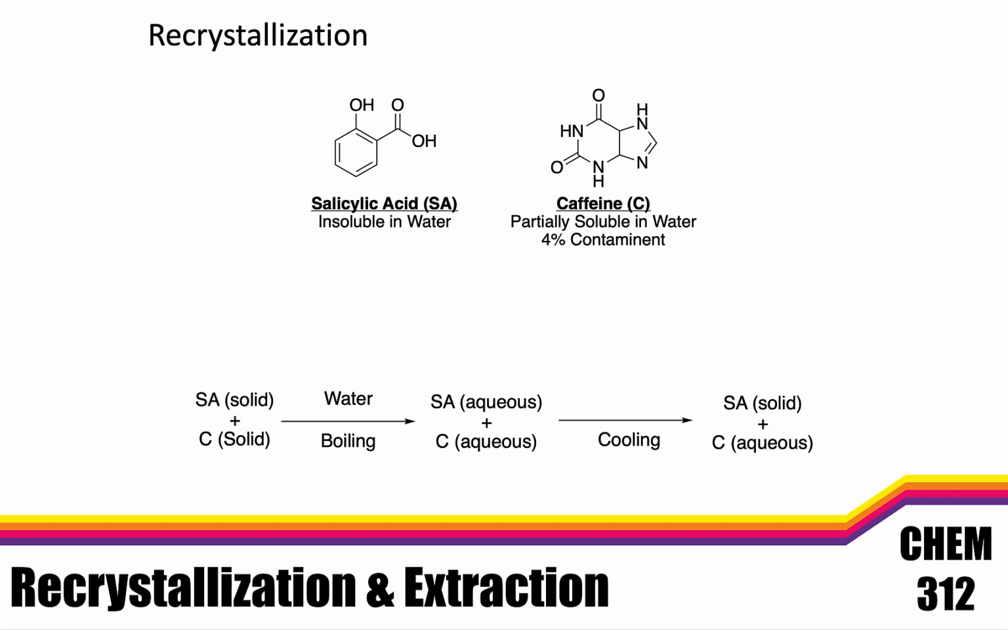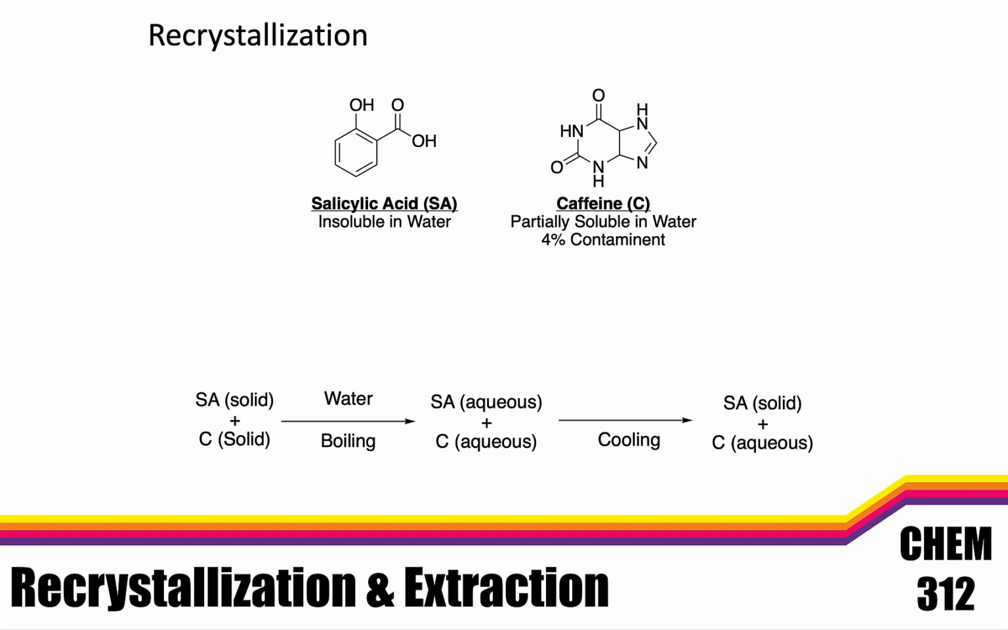I've kind of broken this down on the bottom here, where we can start with our salicylic acid and our caffeine in this solid mixture. As we heat this up in boiling water, they both completely dissolve, and so we would say that these are both aqueous now in our flask. And as this cools back down, ideally the salicylic acid will recrystallize while the caffeine will stay inside the solution. This is based largely on solubility.